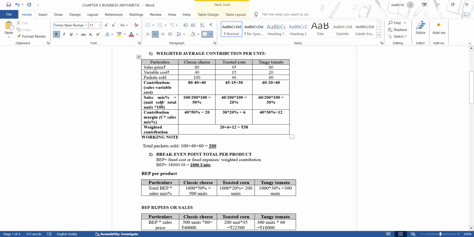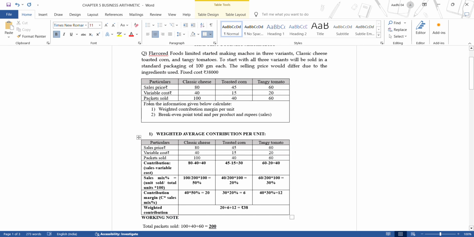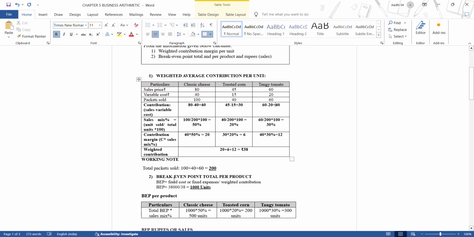So what is the formula again? Units sold by total units into 100. How to find total units? Go back to the question. There is an item called packets sold. The packets sold for classic cheese is 100, toasted corn is 40, and for tangy tomato is 60. What is the total units here? 100 plus 40 plus 60, that is 200. So the total units means the total of classic cheese, toasted corn, and tangy tomatoes, altogether 200.